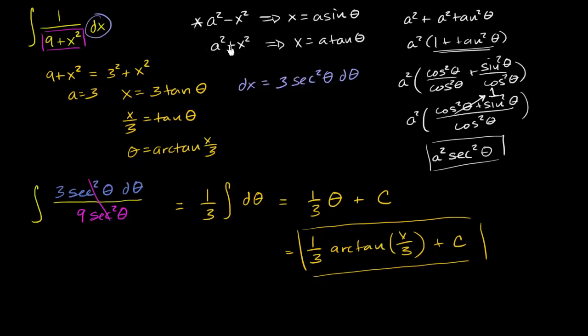So now we know how to deal with cases where we see something like an a squared minus an x squared and an a squared plus an x squared. It won't always work, and it might not always make the integral solvable, but it's not a bad thing to try. When it looks like u substitution isn't working, you could look for these patterns and try some trig substitution.